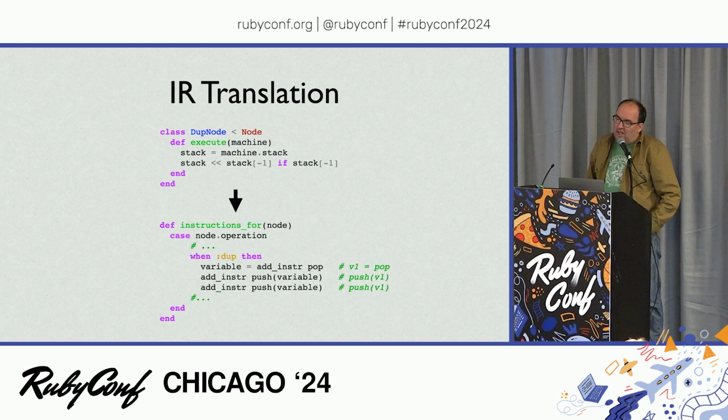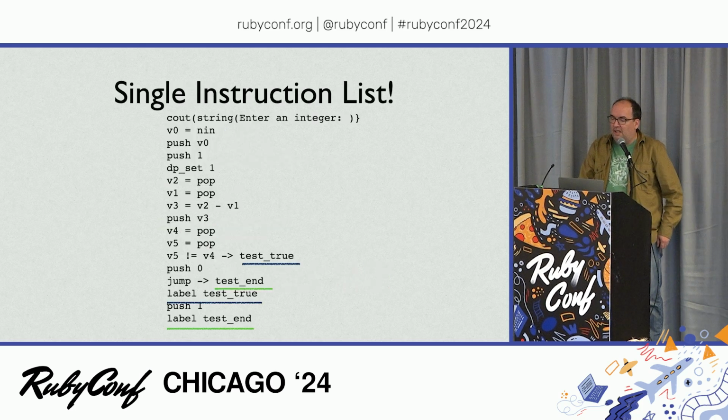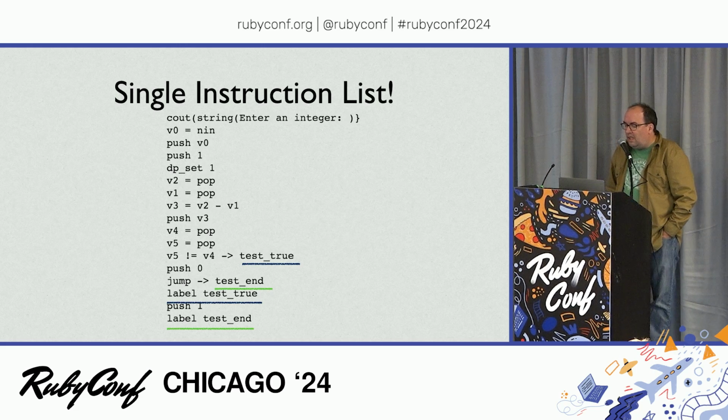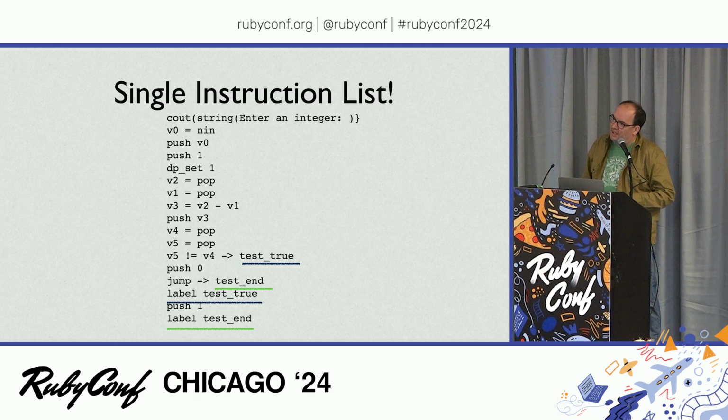Here's a translation from the dup operation in the graph, where we just take the top element of the stack and duplicate it. And now for the new IR instructions, I'm going to actually make 3 instructions where I pop the top element and I just push it twice, for reasons. And so now we end up with a single list of instructions. And this is pretty easy to read, and it's a lot easier than reading a GIF image. So if we look at the green underline here, jump to test end towards the bottom, what that will do is it'll look for the label test end and execute that instruction next.